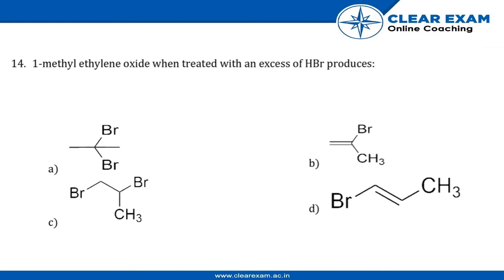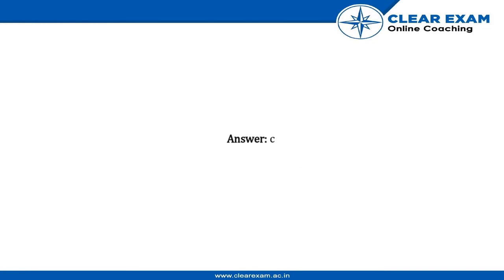Hello guys, now let us discuss question 14. The question is: 1-methyl ethylene oxide when treated with an excess of HBr produces what? The options that are given are A, B, C and D. Here the correct answer is option.